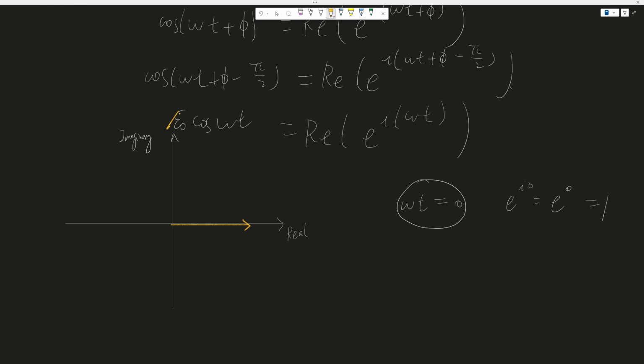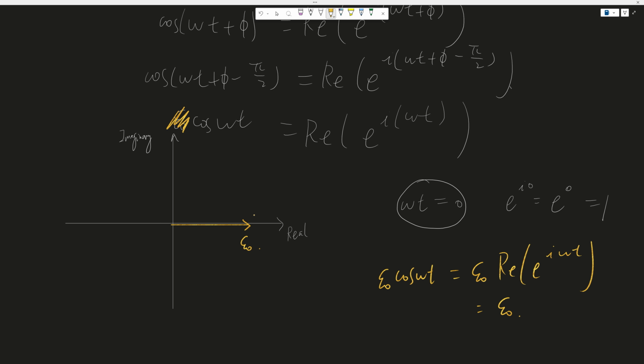Sorry, I made a mistake here. It should be just epsilon 0 cosine omega t equals the real part of epsilon 0 times e to the i omega t. And as we said before, let's assume omega t to be 0. And so this is just epsilon 0. And so this vector has magnitude epsilon 0.